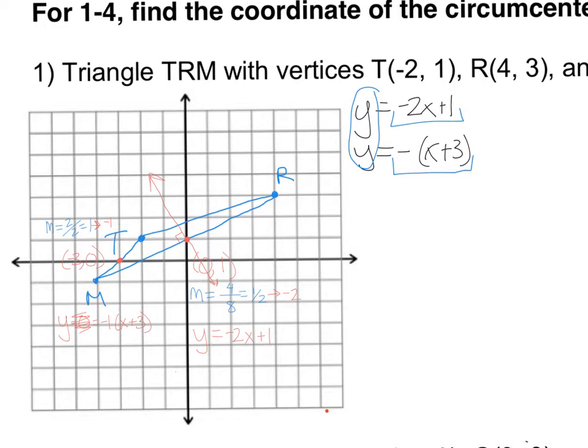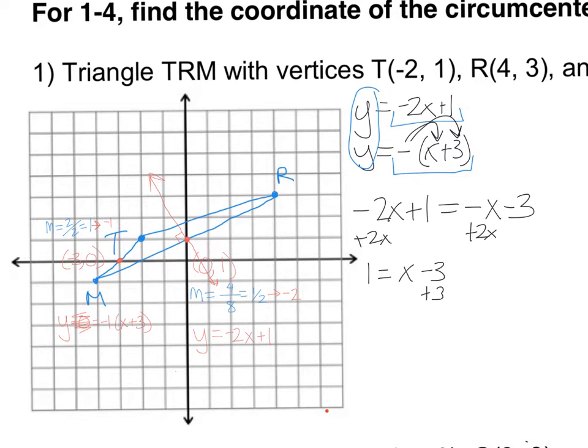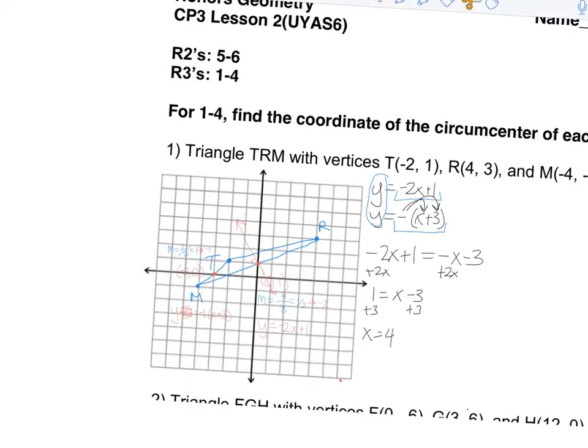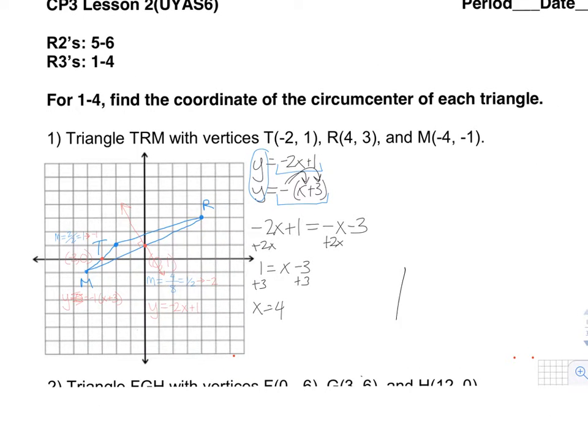So I'm going to set up -2x plus 1 equals negative, and I'm going to go ahead and distribute at the same time in this step, negative x minus 3. I'm just distributing that negative sign. Solve for x, I'm going to add 2x to both sides. I get 1 equals x minus 3, add 3 to both sides, and I get x equals 4. Now remember, I'm looking for a point, so I know my answer is going to be an ordered pair. We already know x is 4.